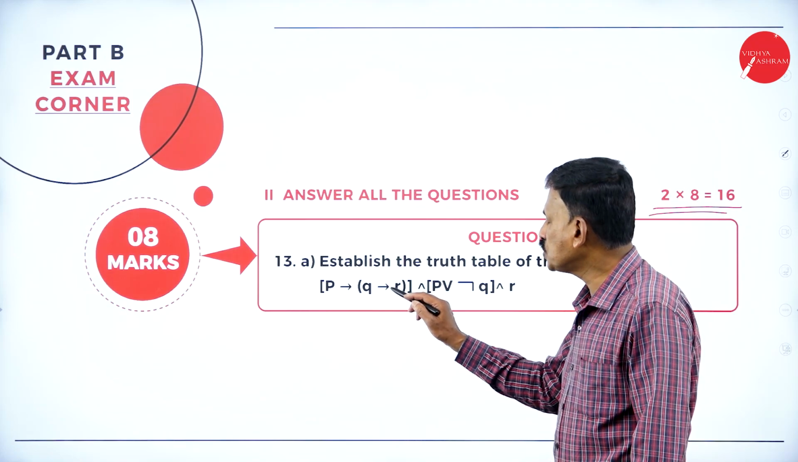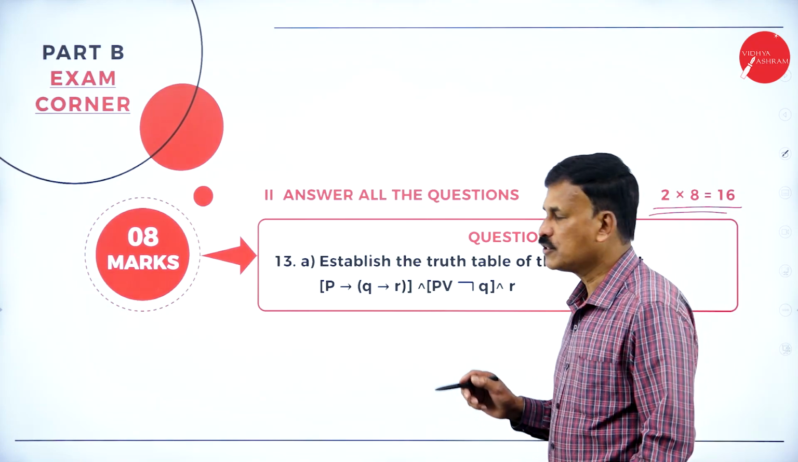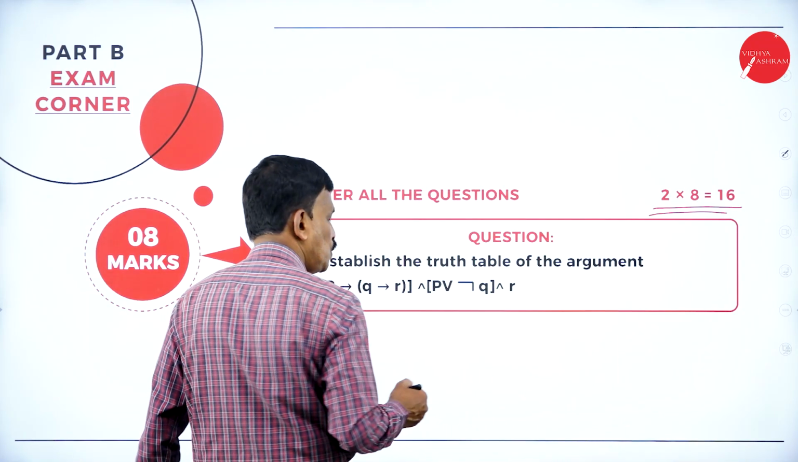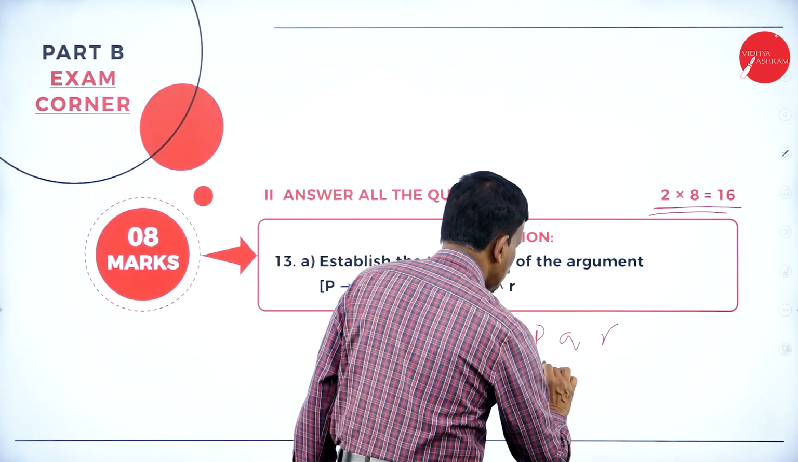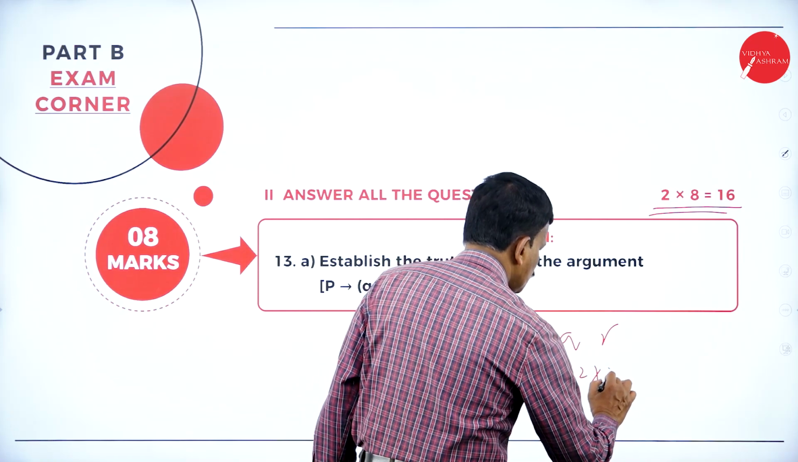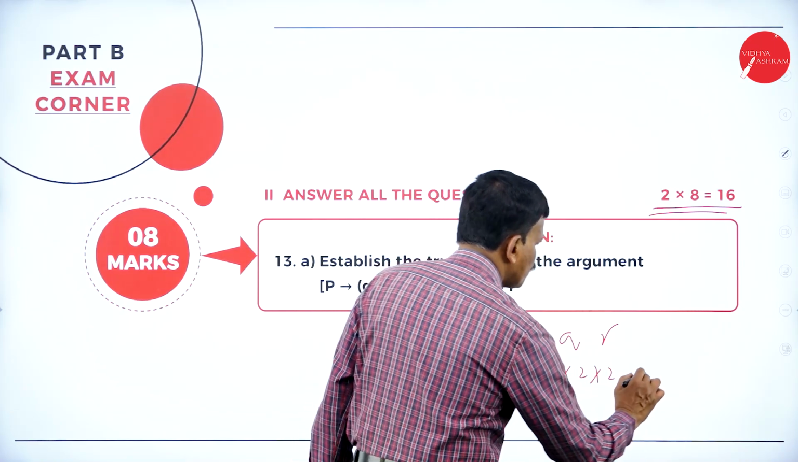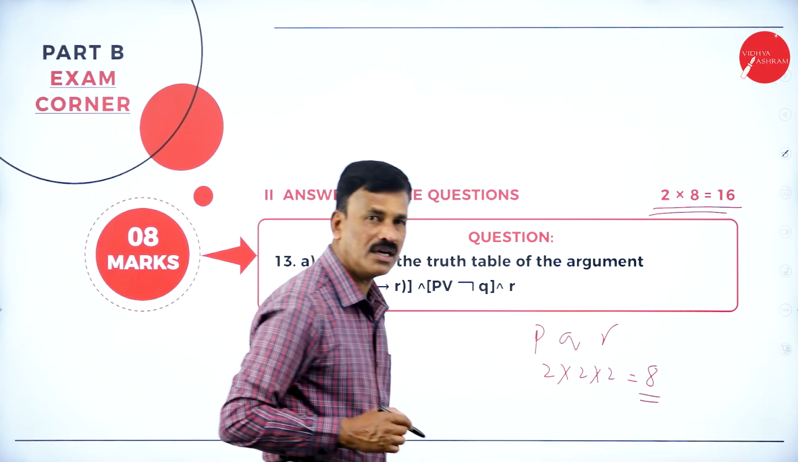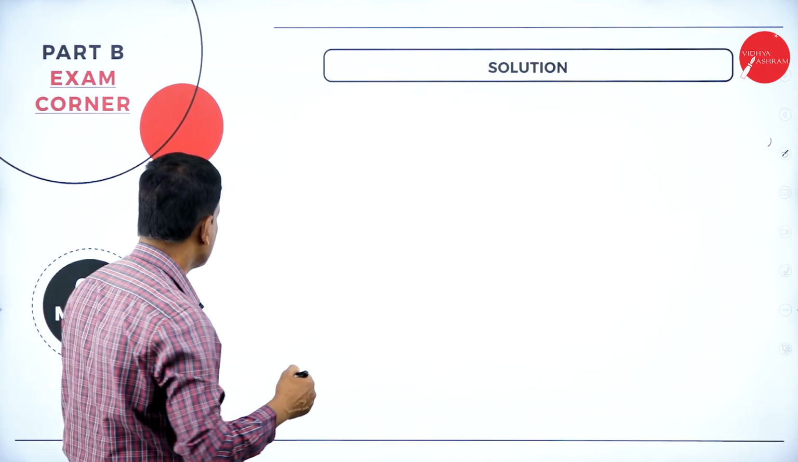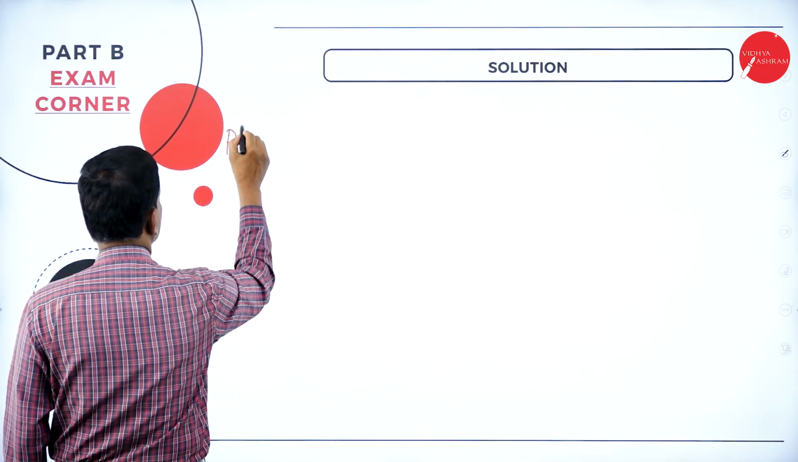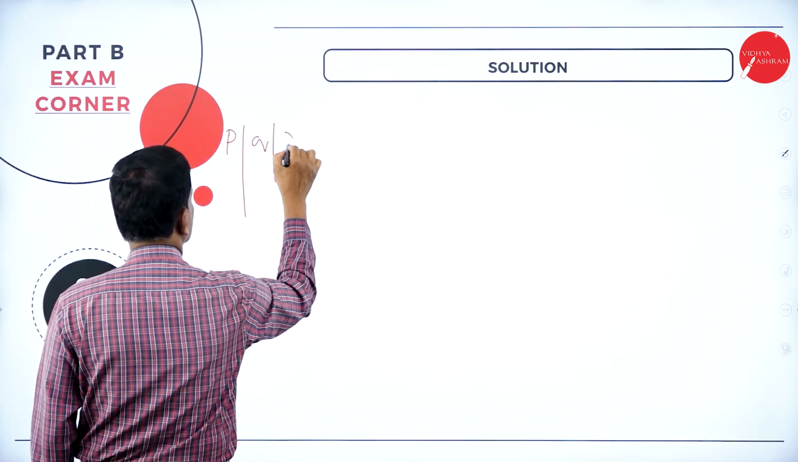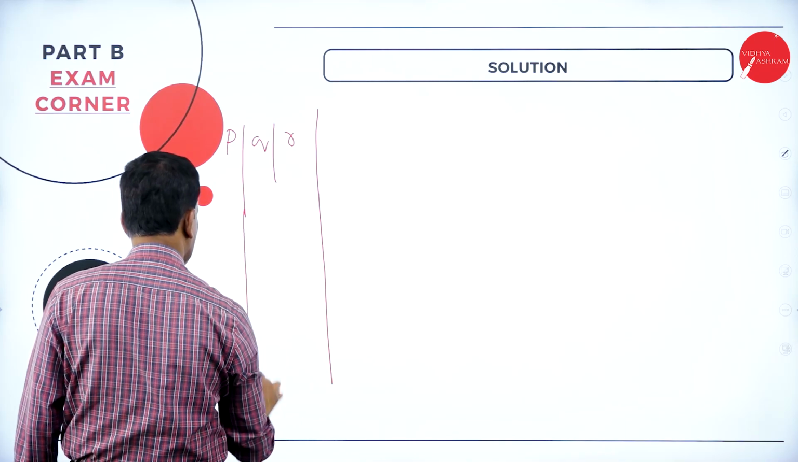So here there are 3 variables: P, Q, R. Now write down the truth table for P, Q, R. For P, Q and R we are going to get 2 into 2 into 2, that is 2 to the power 3, which is 8 sets of values. Now let us write the truth table for this. First let us write P, Q, R.